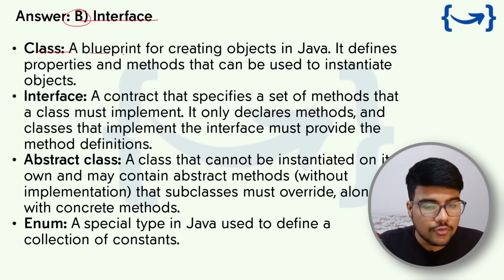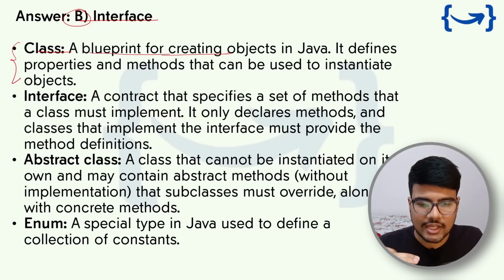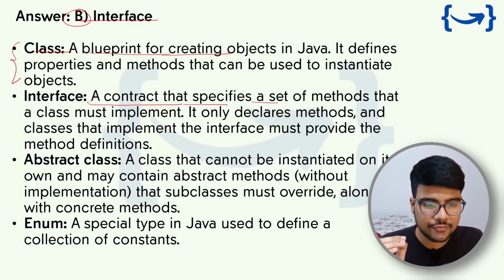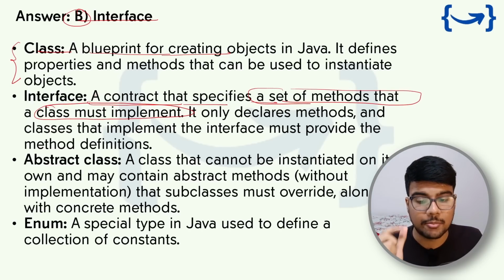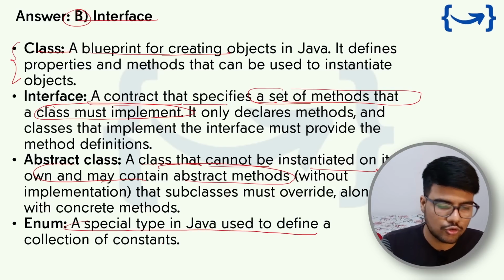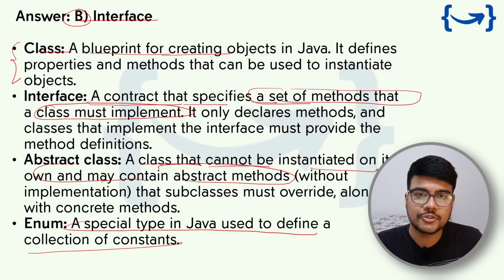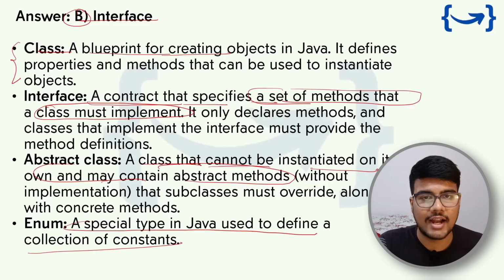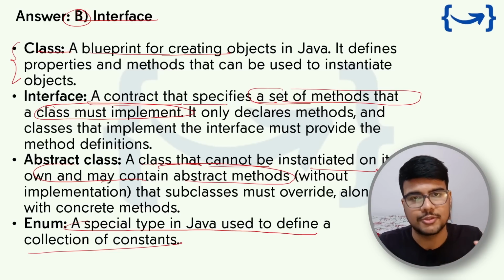So class is a blueprint for creating objects in Java. As you know, I will not explain class a lot. Interface is a contract that specifies a set of methods that a class must implement, but an abstract class cannot be instantiated on its own and may contain abstract methods as well. Enum is a special type in Java used to define a collection of constants. Why did I say enum? Because most people see a new option among the four of them, they usually mark that. But be specific with the definition, guys. Interface would be the right option for this particular problem.